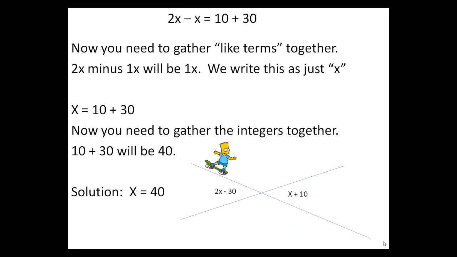Now you need to gather like terms together. 2x minus 1x will be 1x, and we write this just as x. x equals 10 plus 30. Now we need to gather the integers together. 10 plus 30 will be 40. We have a solution. x equals 40.